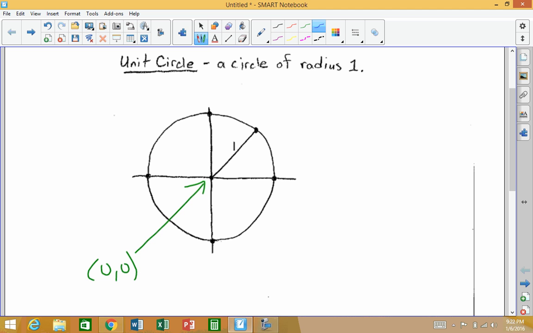We look to the right here. If we go out to the right, this point right here would end up being 1, 0, 1 unit away from the origin. And this point directly north of the origin, that's going to be 0, 1. And if we go out to the left, this point over on the left is going to be negative 1, 0. And directly south of the origin, this point would be 0, negative 1.